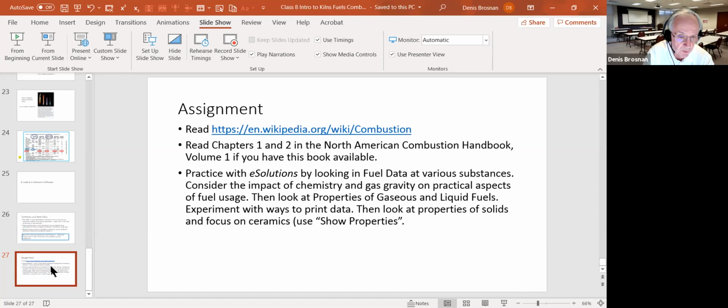Again, practice with eSolutions for combustion. Open it, take a look at it. We don't need the thermal ceramics thermal conductivity calculator yet. If you try to get that, I hope you've been successful. But we are going to start with using eSolutions right away. So make sure you have that available. Practice with it a little bit on your computer. Become familiar with it for next time.